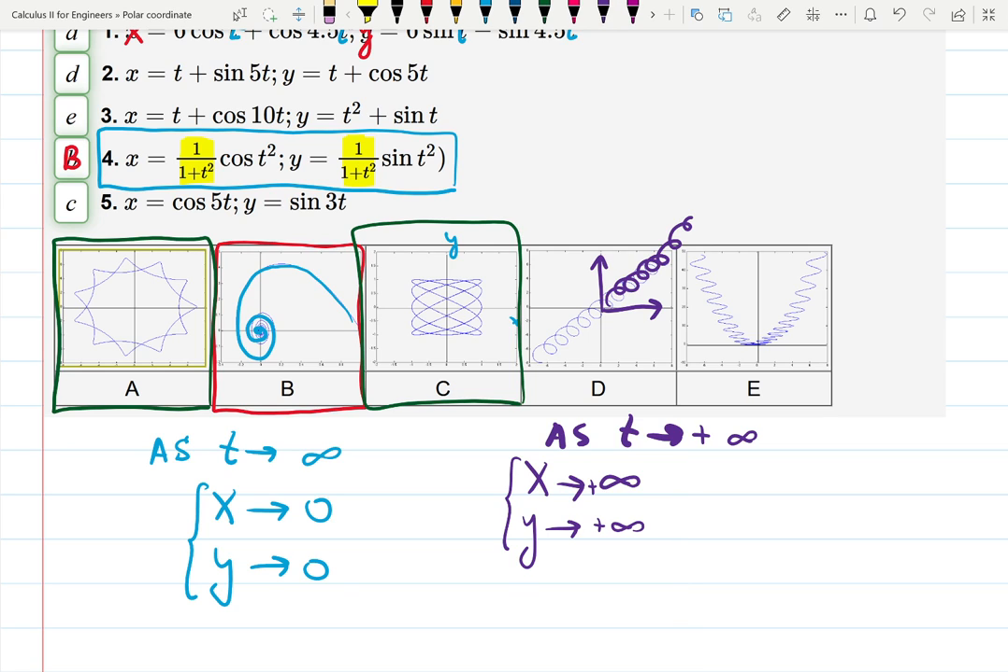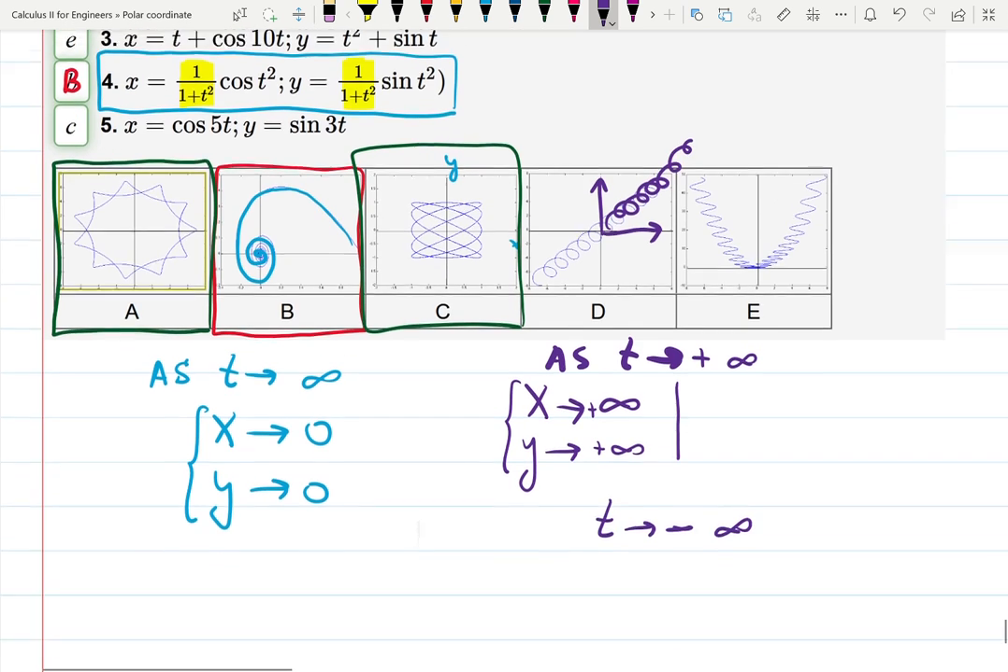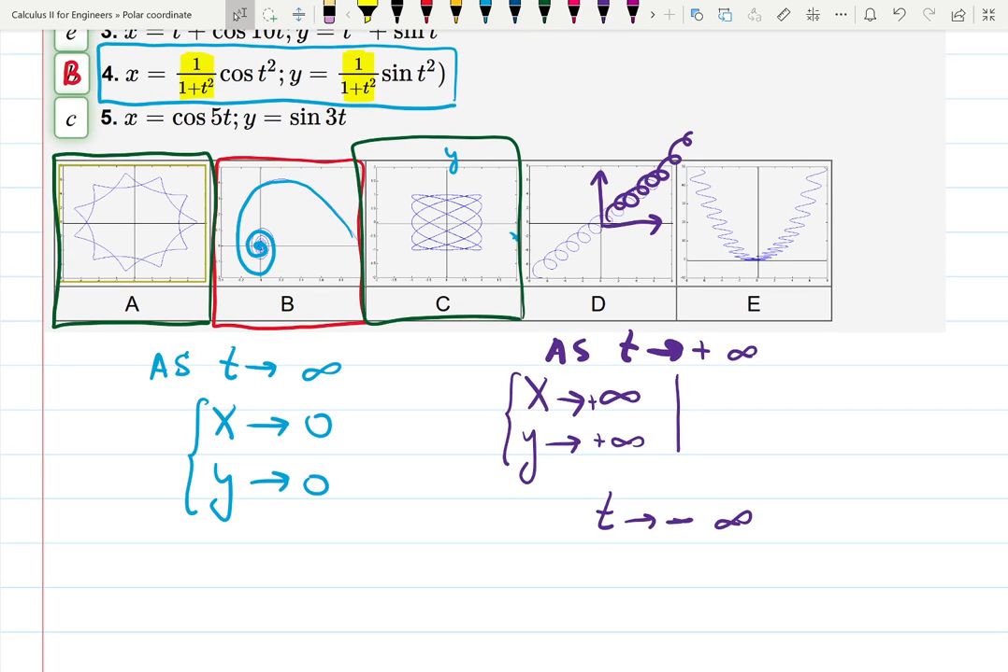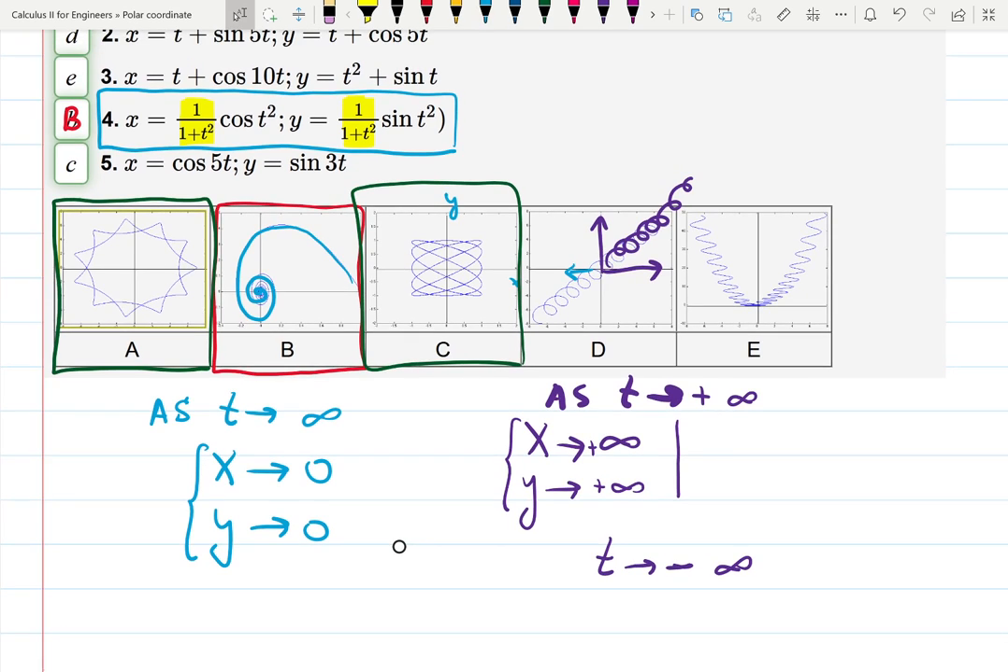What happens as t goes to minus infinity? So the other way around. Let's see. On the left, I will change the color. Now x goes to minus infinity, as you can see, and y goes to minus infinity as well. So x goes to minus infinity and y goes to minus infinity on the left, at minus infinity. Makes sense? So very, very interesting.